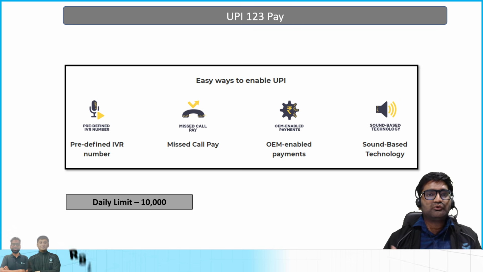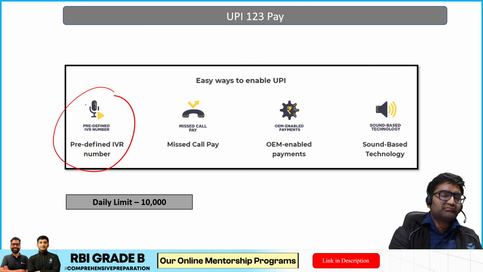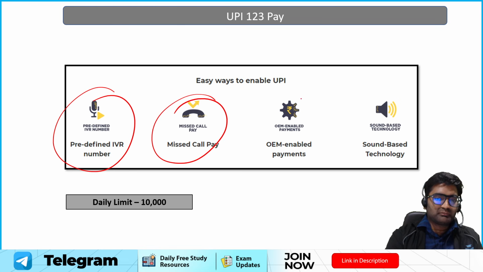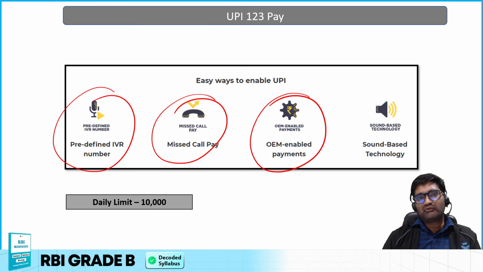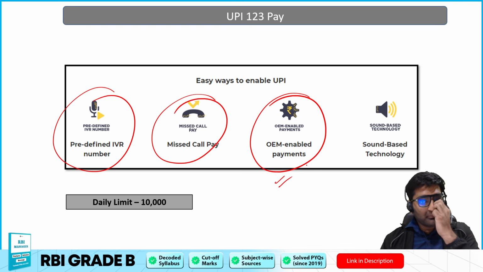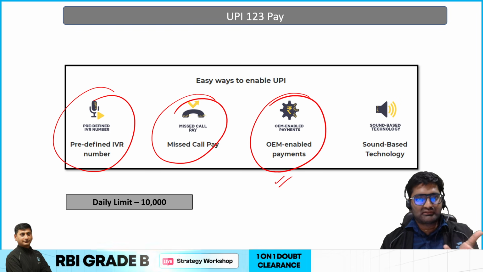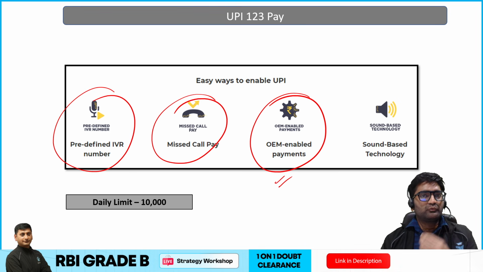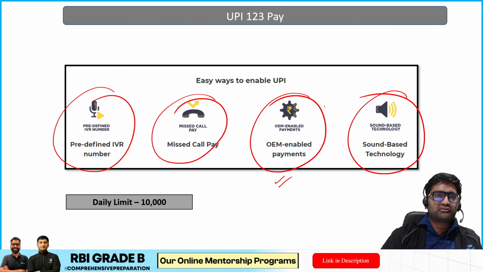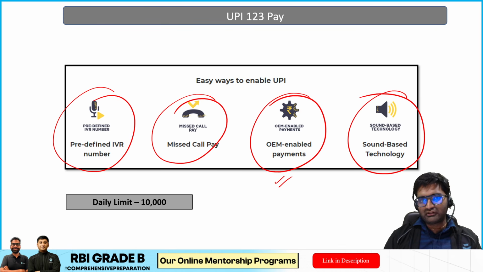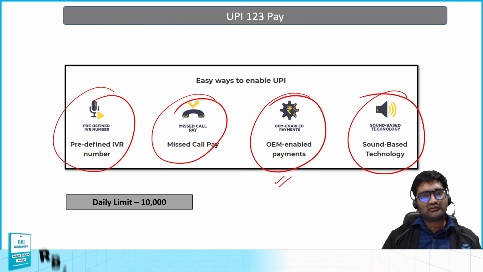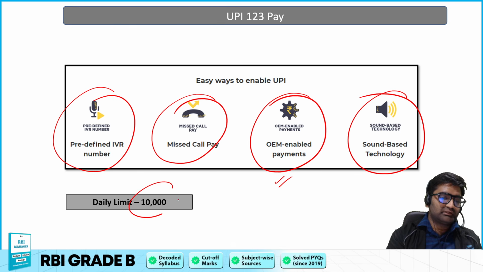Okay, coming to the other one, UPI 123Pay, where you can pay through your feature phone also. A predefined number would be there. You have to dial that, give a missed call on that number, and then the payment will be done automatically based upon other details that are being asked. This can also be OEM-enabled payments, like original equipment manufacturers such as Samsung itself providing a payment app in its feature phone, Samsung Pay, and through that you can make payments. And also there are different sounds provided over here, so anyone who is even visually impaired can also use UPI 123 very easily. Okay, the daily limit is 10,000 rupees.